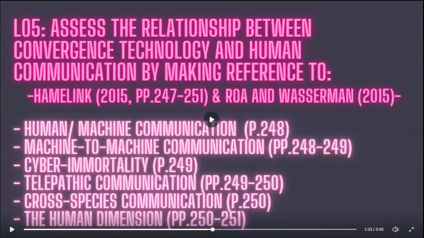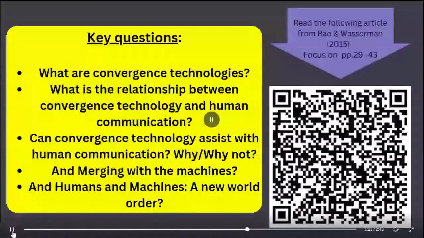And then also machine to machine. That's very important. Telepathic communication, you can just go through. Cross-species communication, for example, how we treat our animals. We love our dogs, but we hate rats. That kind of a thing.